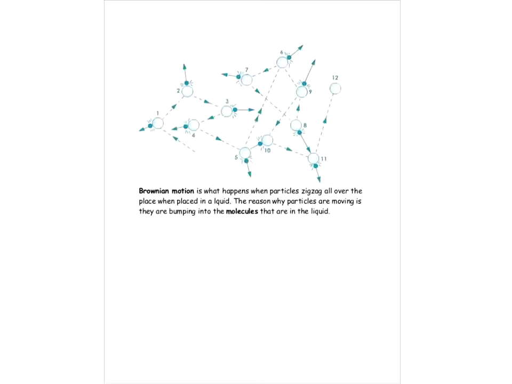So you can see a diagram here now. This diagram is illustrating something called Brownian motion, and that's when particles zigzag all over the place when placed in a liquid. Now the reason why the particles are moving is they're bumping into molecules that are in the liquid. So that's what Brownian motion is all about. Okay, it's the zigzagging that's taking place because particles are bumping into molecules in a liquid.